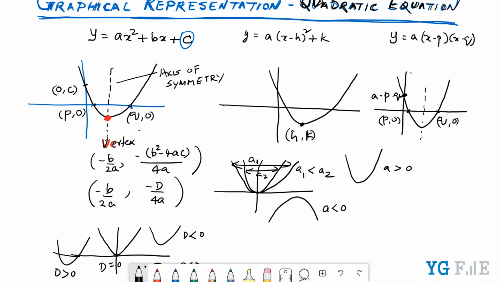These are some of the important properties. You should understand about a, b and c, and also about the vertex, axis of symmetry, how the roots work, the intercept and various other things. So the graphical representation of a quadratic equation is a parabola.